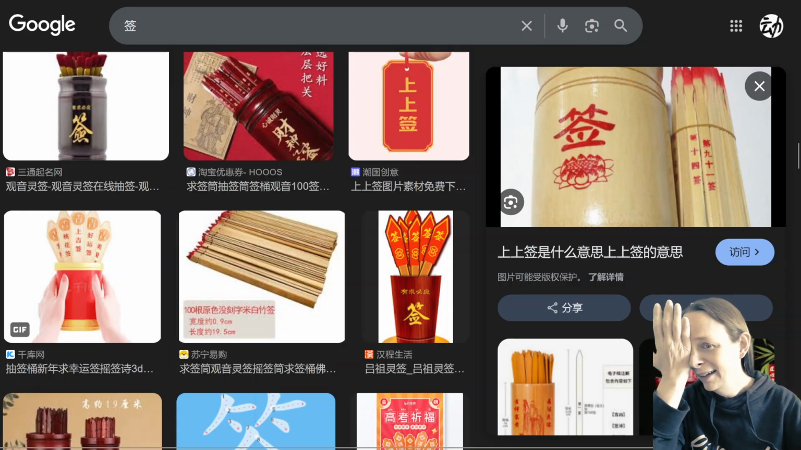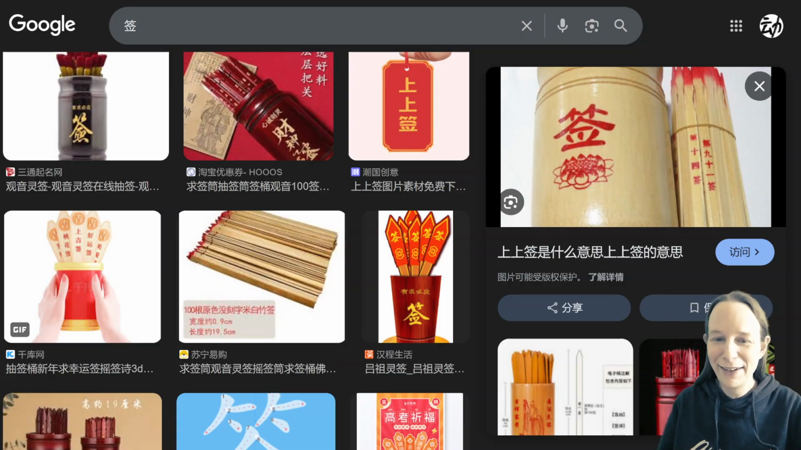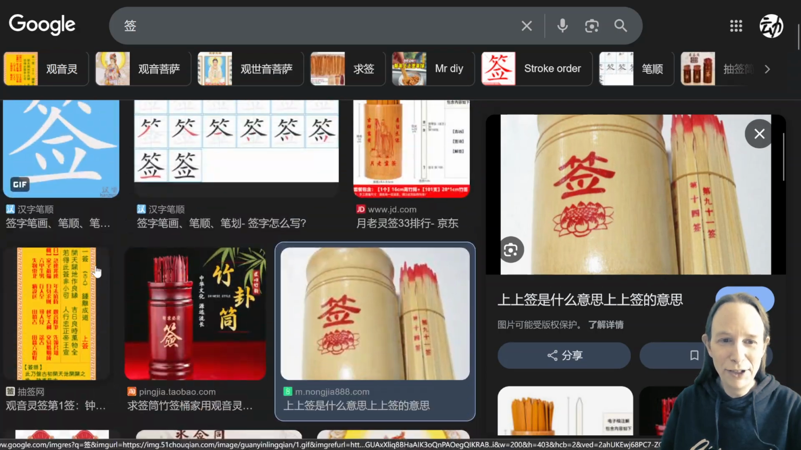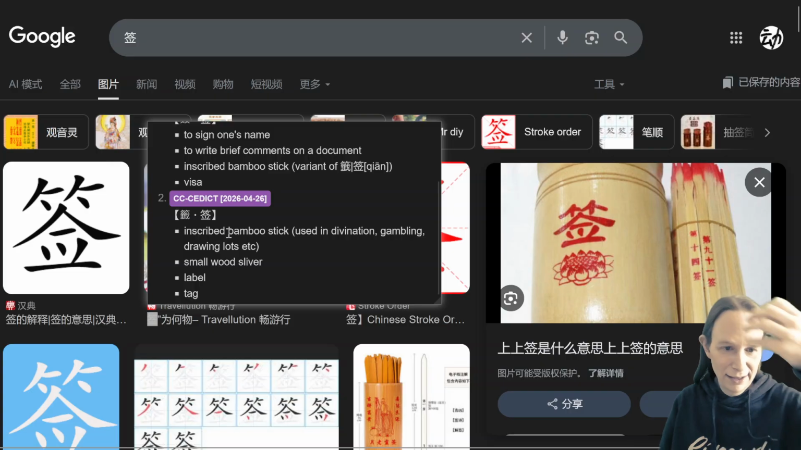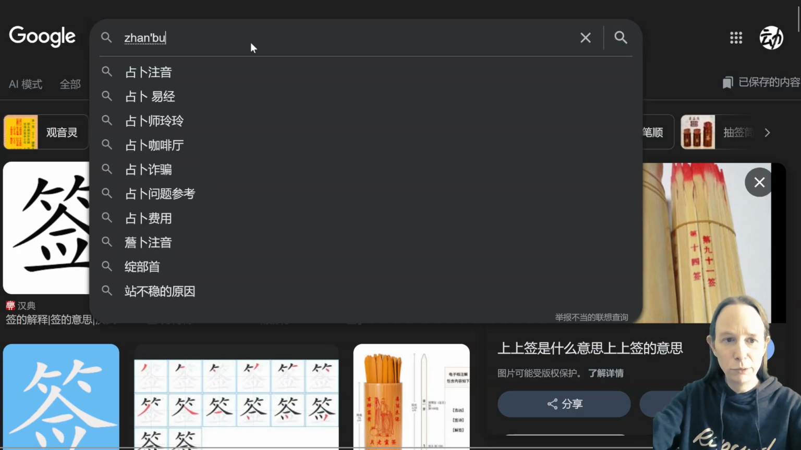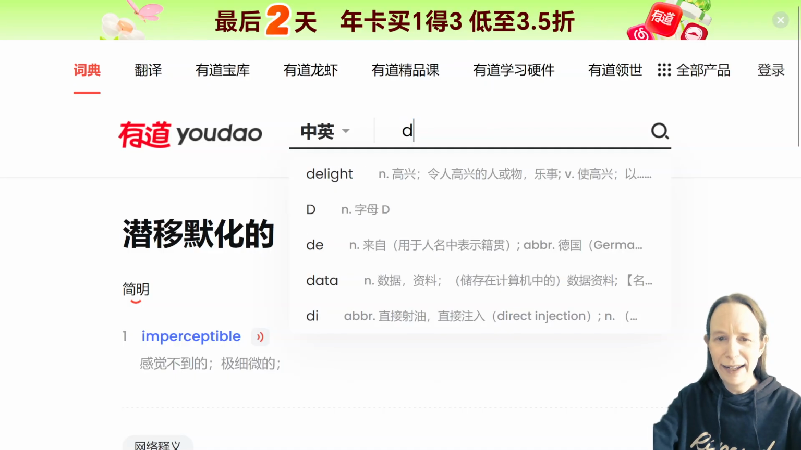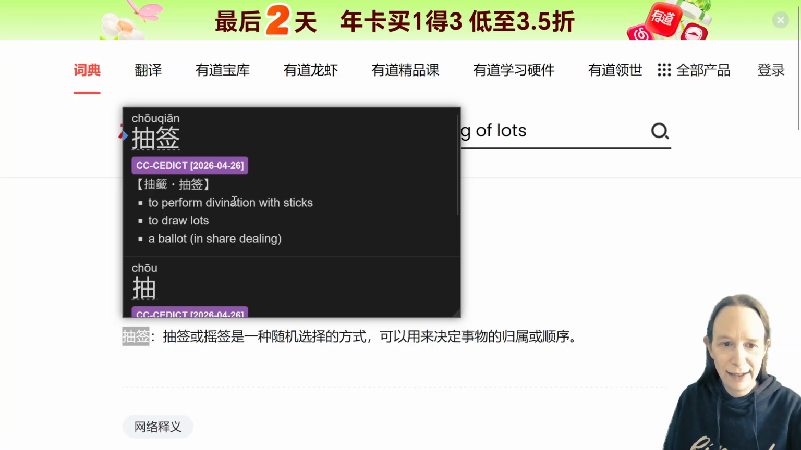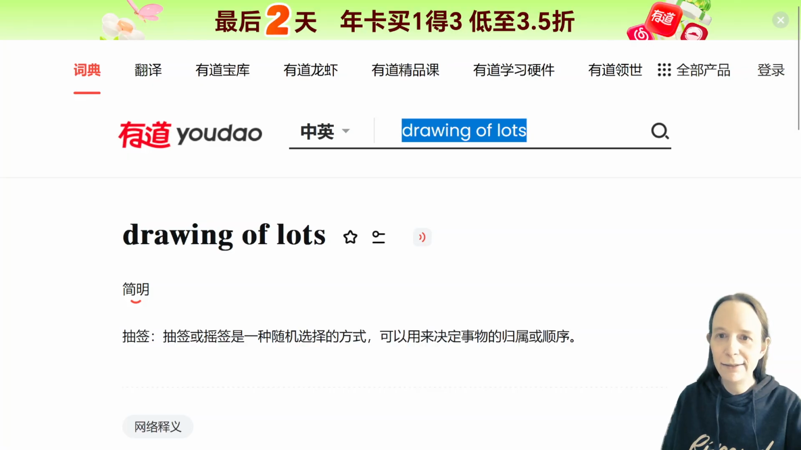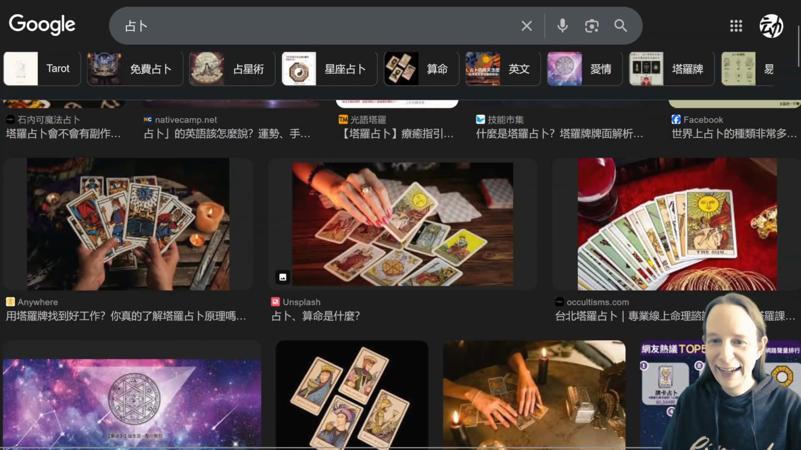In, what is it? Inazuma. In Genshin Impact, in Inazuma, you can get your fortune told. Is it fortune or divination? Maybe it's divination. A little bit different. Yeah. So, Danbu. This is fortune telling, is it? So what is? Oh, it's something like drawing of lots. What's this one? 抽签. This one. Perform divination with sticks. 抽签. Okay, so Janbu seems to be the fortune telling.